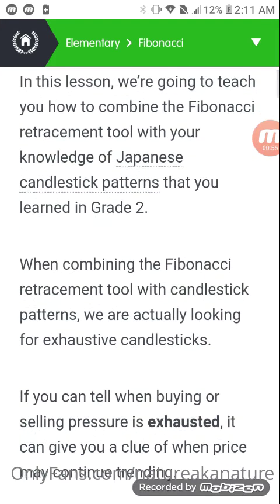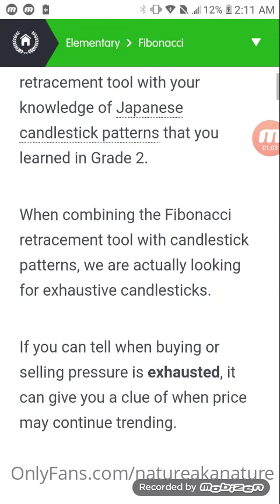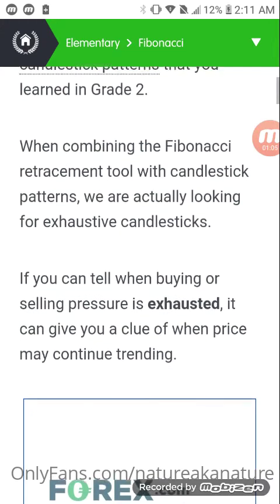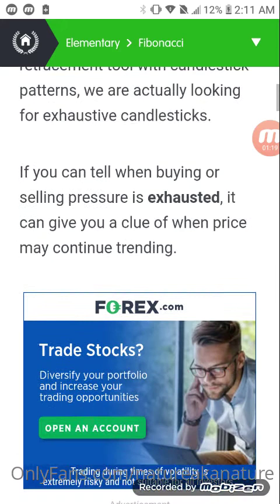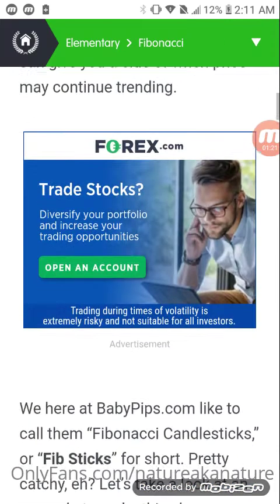When combining the Fibonacci retracement tools with candlestick patterns, we can actually look for exhausted candlesticks. Exhausted candlesticks have wicks in them. If you can tell when buying and selling pressure is exhausted, it can give you a clue when price may be continuing a trend. Exhausted candlesticks have wicks in them, and you'll see this right now.